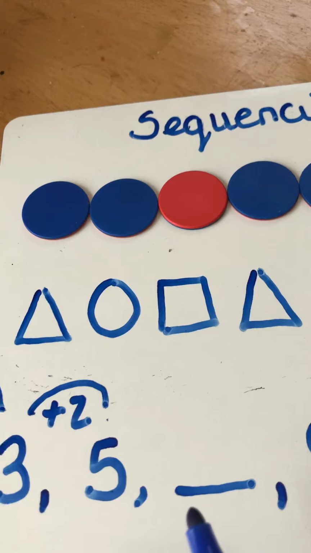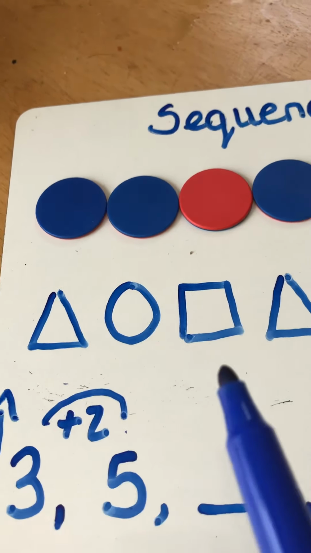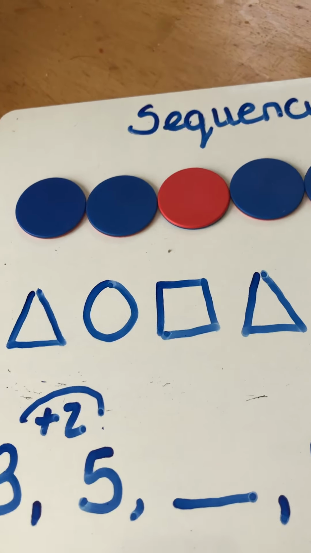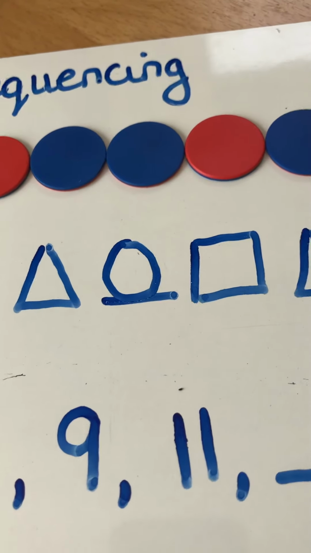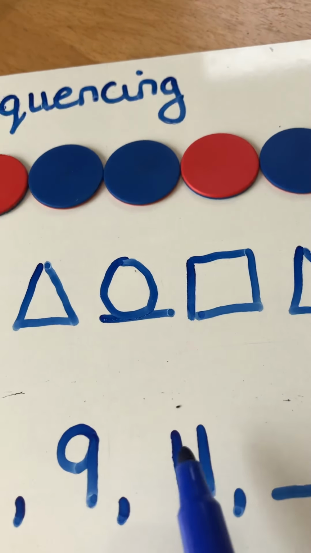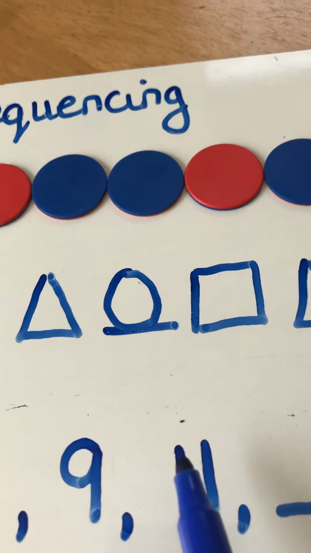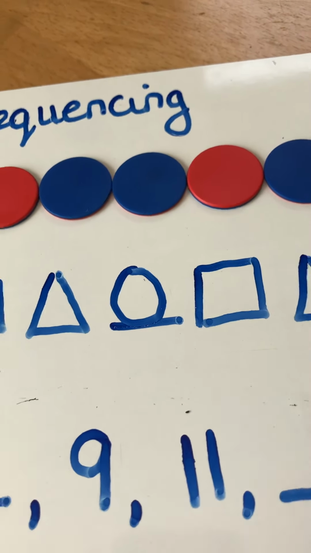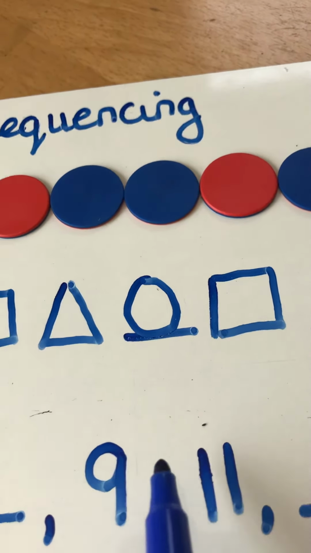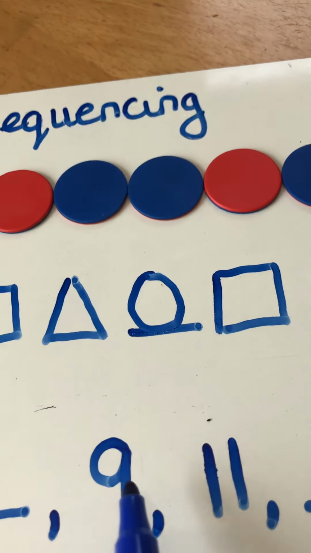So how can we be sure that it's not going in steps of 2, then 3, then 4, then 5? Well, we look further along the sequence. Here we've got another 2 numbers together. We have 9 and we have 11. So what's the difference between 9 and 11? How many are between 9 and 11?